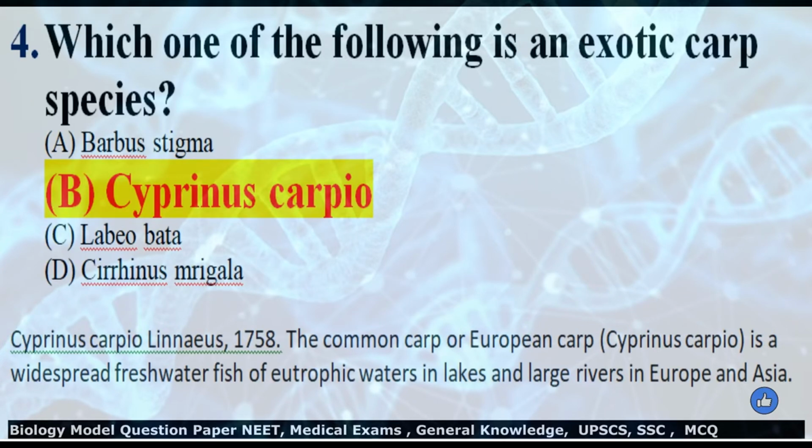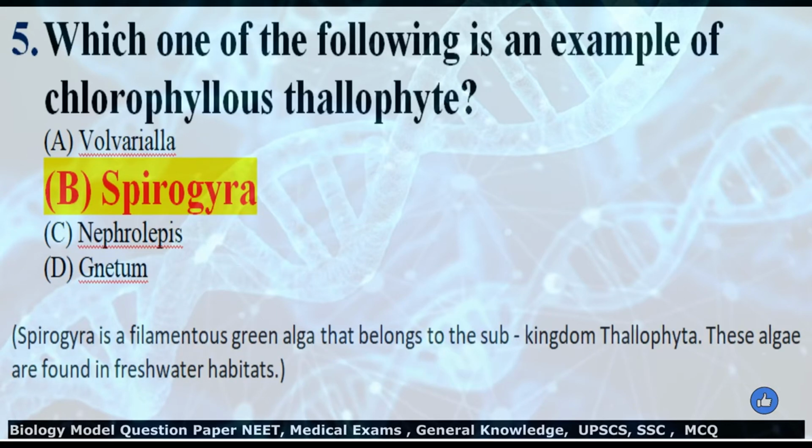Question number 4. Which one of the following is an exotic carp species? Cyprinus carpio. Cyprinus carpio, Linnaeus 1758. The common carp or European carp. Cyprinus carpio is a widespread freshwater fish of eutrophic waters in lakes and large rivers in Europe and Asia. So we'll move to the next question, that is 5.